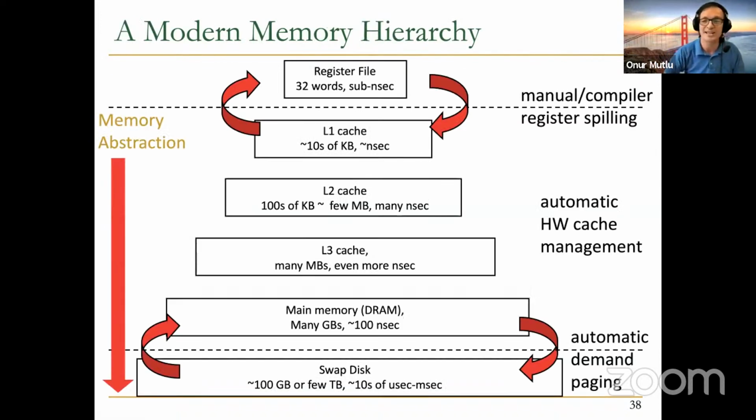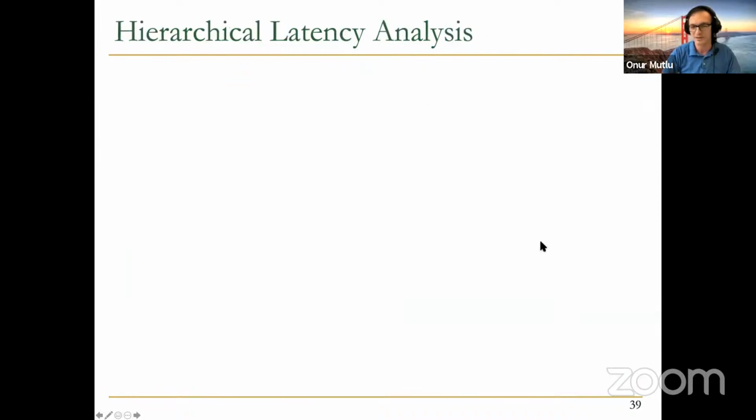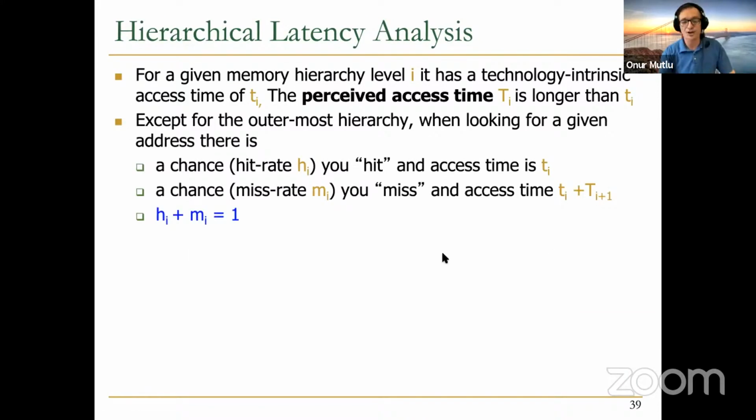So if I go back over here, if I hit in the L1 cache, I have a small Ti latency, nanoseconds. But if I miss, then the latency that I see for all of those misses is the outer L2 caches, essentially large Ti, which makes sense, hopefully. But of course, there are some invariants, which is hit rate plus miss rate at a given level should be equal to 1. You either hit or miss.